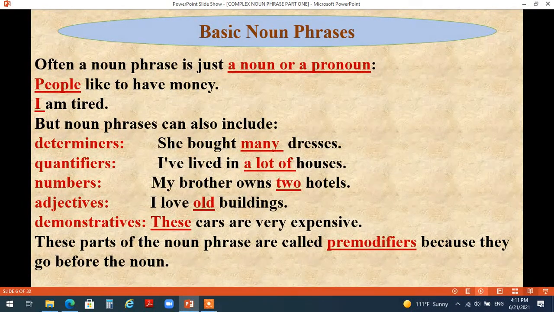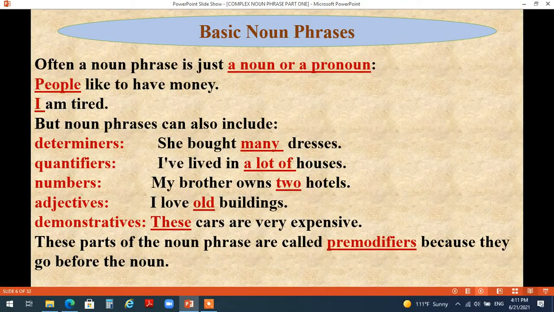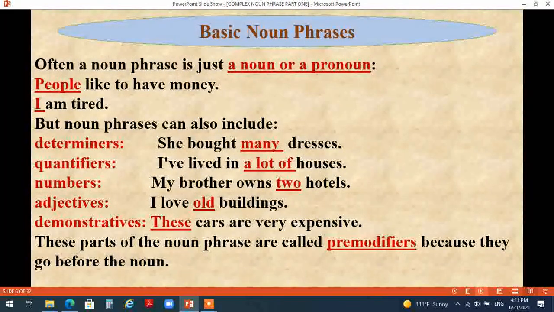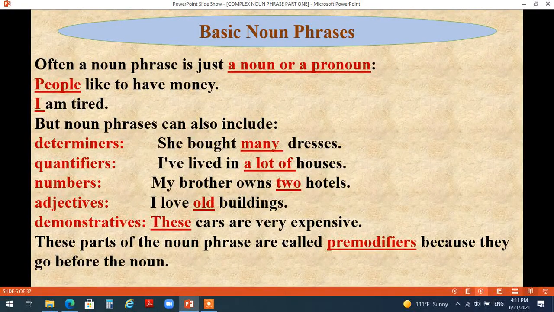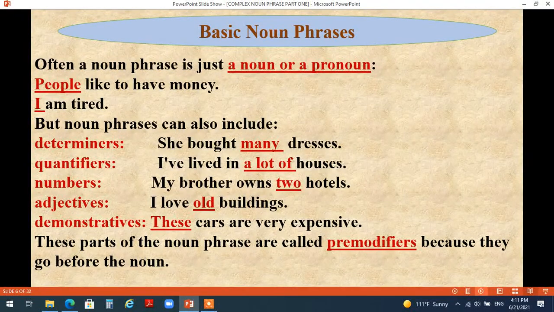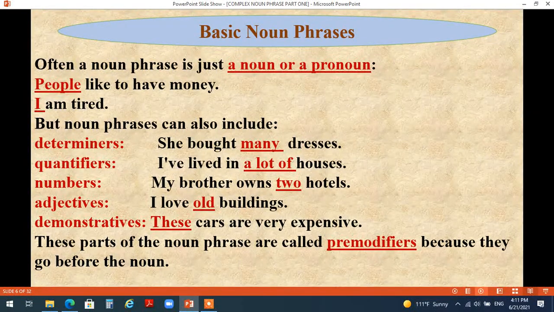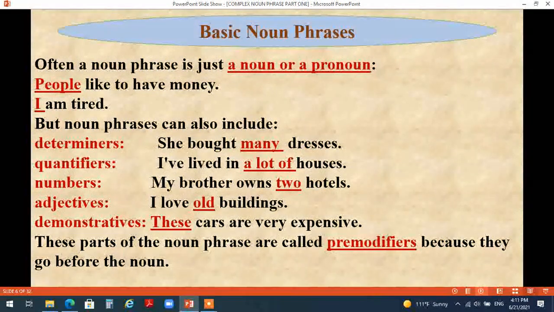But noun phrases can also include أيضا، لكن نجد أنه عادة العبارات الاسمية تحتوي على أجزاء أخرى. ما هي هذه الأجزاء الأخرى؟ Maybe we have a determiner. For example, she bought many dresses, many is a determiner. Or quantifiers. I have lived in a lot of houses. A lot of is a quantifier.